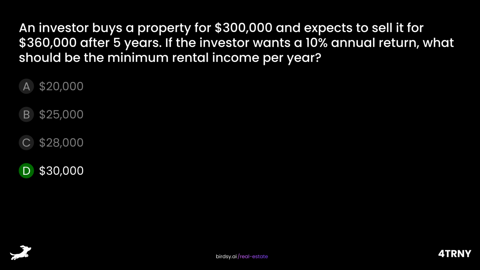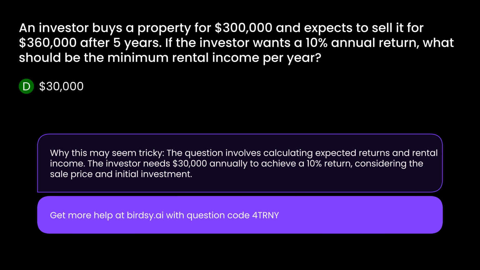$30,000. Why this may seem tricky: the question involves calculating expected returns and rental income. The investor needs $30,000 annually to achieve a 10% return, considering the sale price and initial investment.